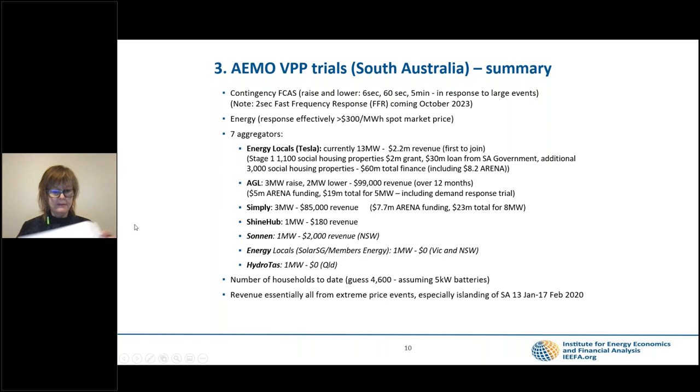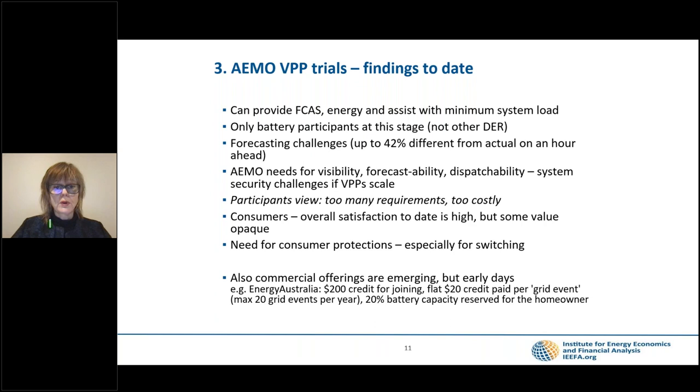We're waiting on the final report from these trials, but what we know to date is that virtual power plants work. No surprise, hopefully, to anyone on this webinar. They can provide frequency control services, they can contribute to energy markets, and they can assist with minimum system load. In fact, AEMO pointed out, in the slide I showed earlier when there was the solar record, battery charging contributed 5 megawatts of demand reduction to assist with system security at that point.